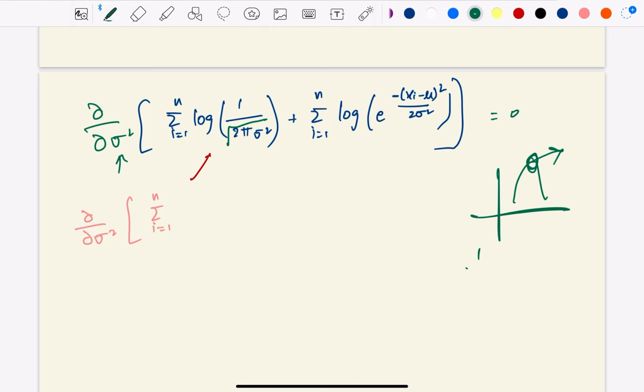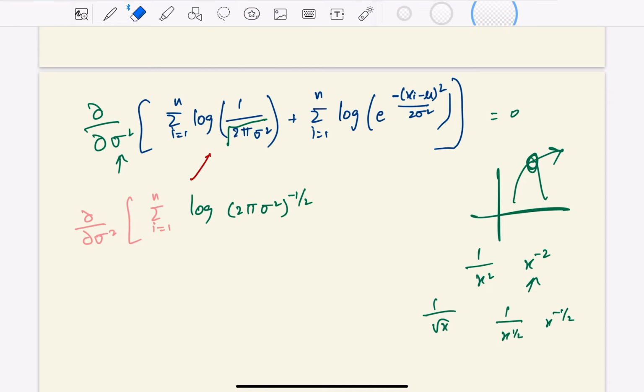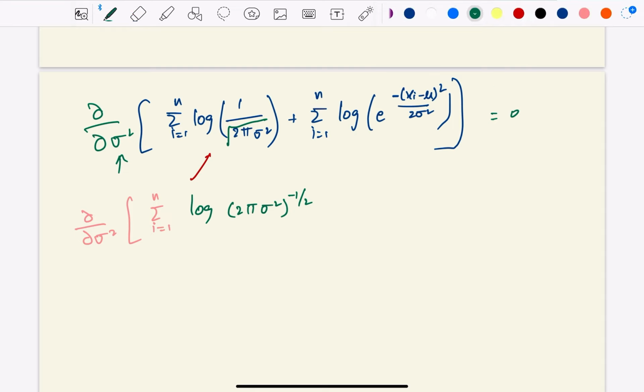So tell me this: 1 by x square. How can you write this? You can also write this as x power minus 2, right? You can also write it like that. So right here, now the term is 1 by root x. Root x is nothing but x power 1 by 2. 1 by x power 1 by 2. Now you can write it as minus x power 1 by 2. That's how you write here log of 2 pi square minus 1 by 2. Okay. Same here. Now this part goes before.